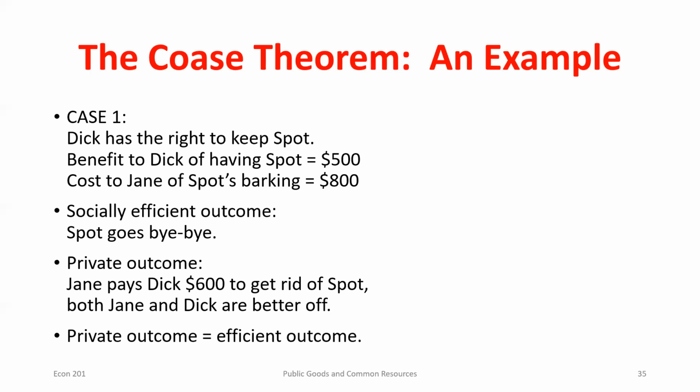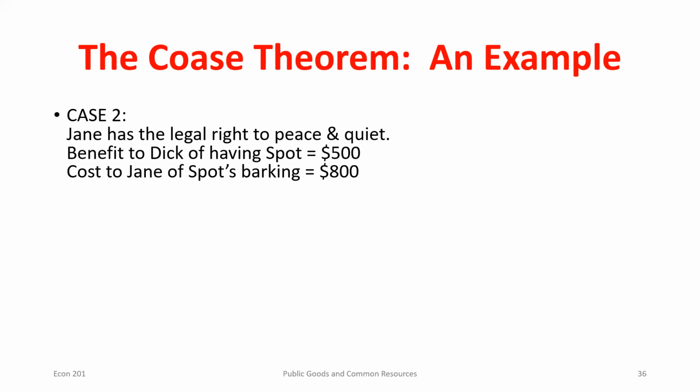You can think about it if we had case two, let's say Jane has the legal right. Maybe there's some type of ordinance where, if there's a certain noise, you're in a homeowner association, you could force someone to get rid of their pet if it's breaking these noise rules. Well, if she has that right, then she chooses to get rid of the dog as well. So it doesn't matter who starts out with the right. In the first situation, Dick had the right to keep the dog, and Jane valued getting rid of the dog more than he valued keeping it.